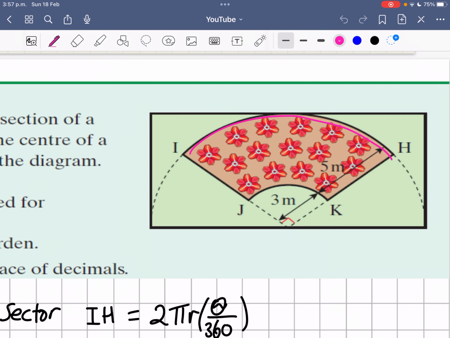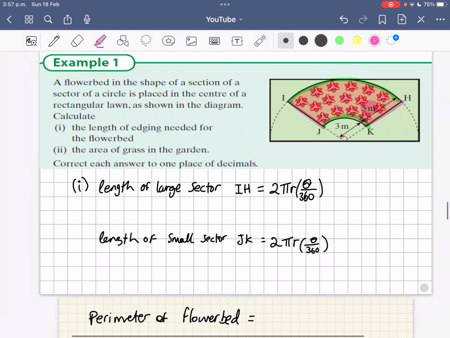I'll use a different colour. We would need to calculate that part and this curved part, and then add on 5 here and 5 here, because that length is 5. So what we're going to need to do is get the length of the large sector IH, and I have the formula there, 2 pi r theta over 360, because we're dealing with degrees.